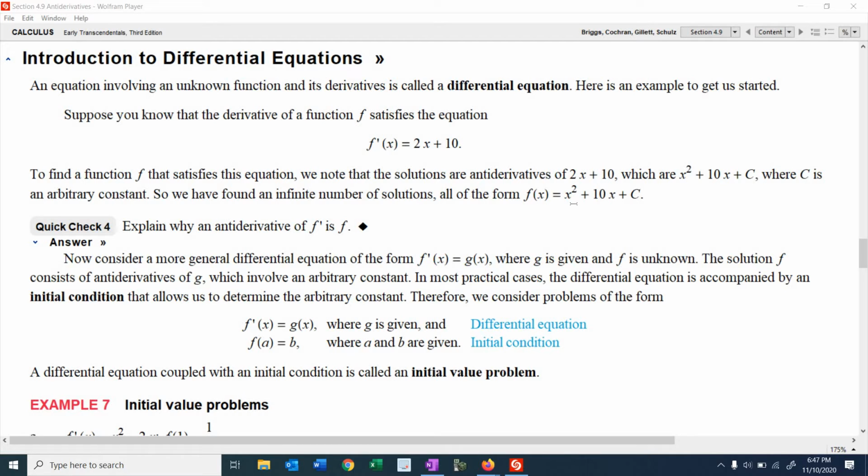Which happens to be x squared plus 10x plus a constant. So notice that if you take the derivative of this function here, you get 2x plus 10. And so that's the solution to this differential equation. It's this function here, right? x squared plus 10x plus c.